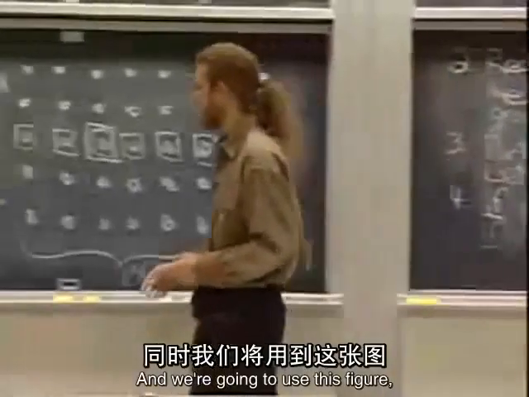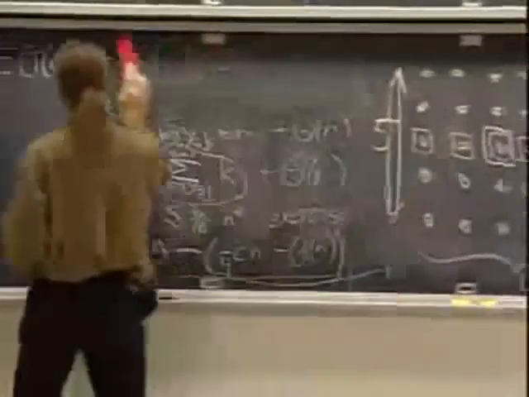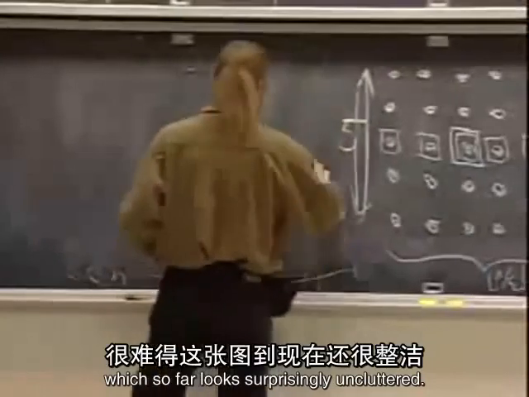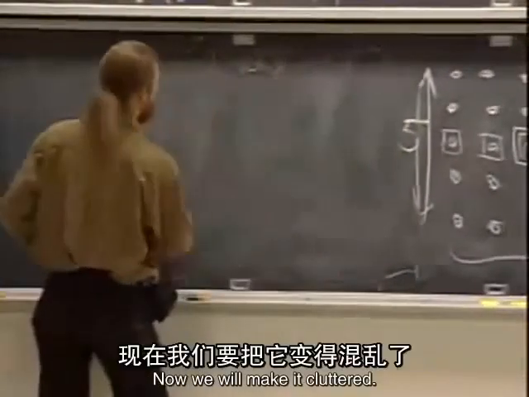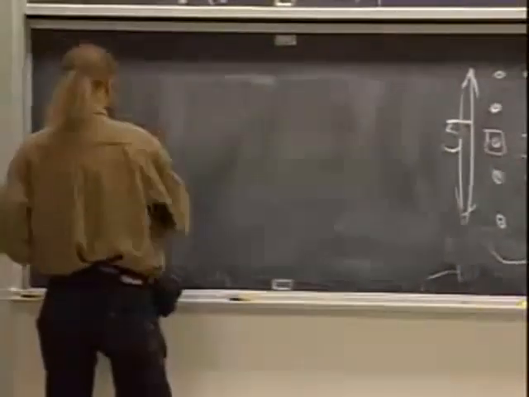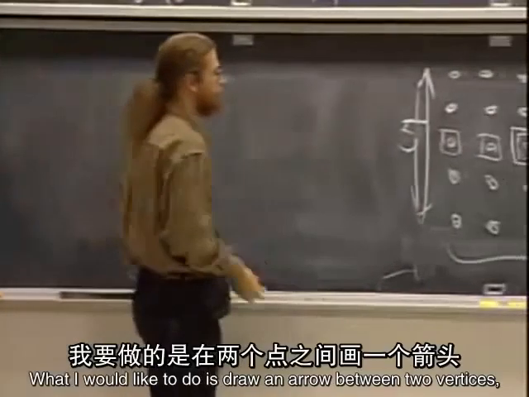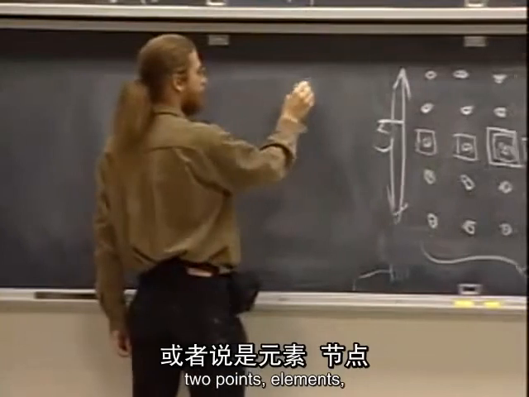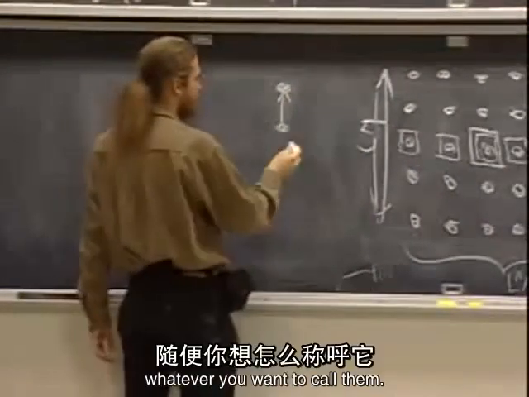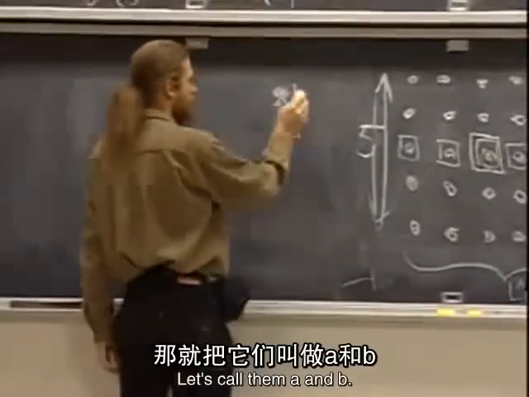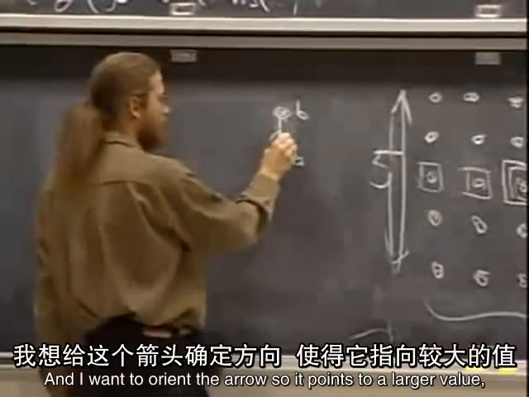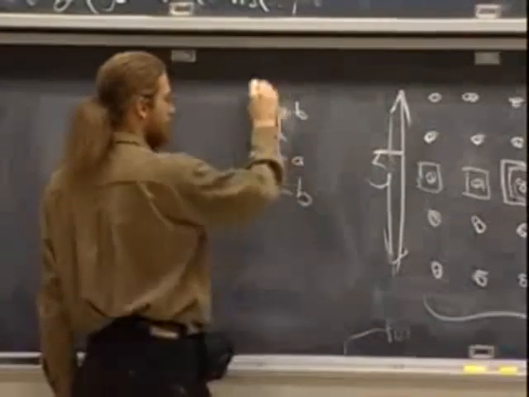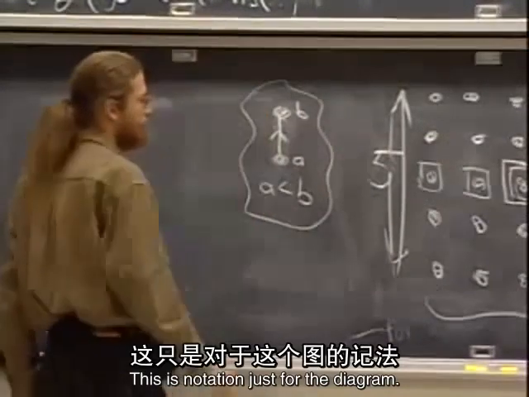And we're going to use this figure, which so far looks surprisingly uncluttered. Now we will make it cluttered. What I would like to do is draw an arrow between two vertices, 2 points, elements, whatever you want to call them. Let's call them A and B. And I want to orient the arrow so that it points to a larger value. So this means that A is less than B. This is notation, just for the diagram.